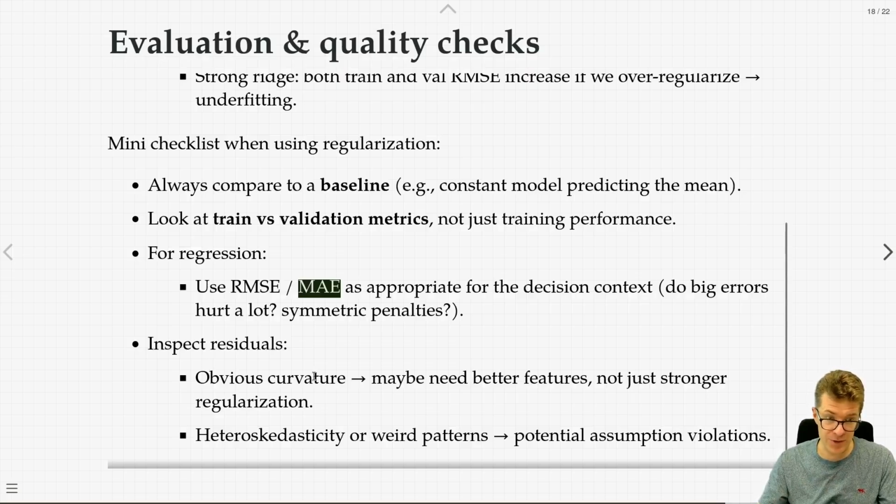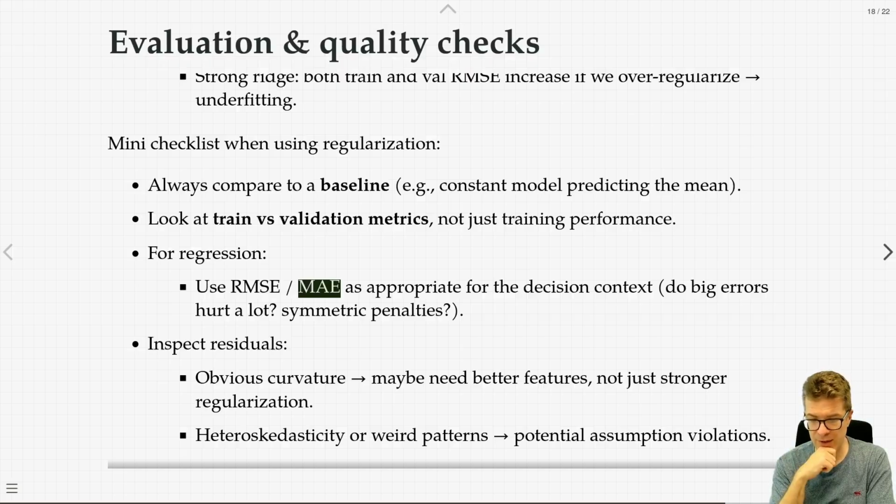Then look at the residuals, which are basically the differences between what you're predicting and what you ought to be predicting. If there's an obvious curvature, then maybe you need better features, not just stronger regularization. I think we skipped over this in today's module. I took out some stuff for time. We're also going to unfortunately have to skip some of the depth on applying this within the context of k-fold validation. I'll talk about that very briefly at the end.